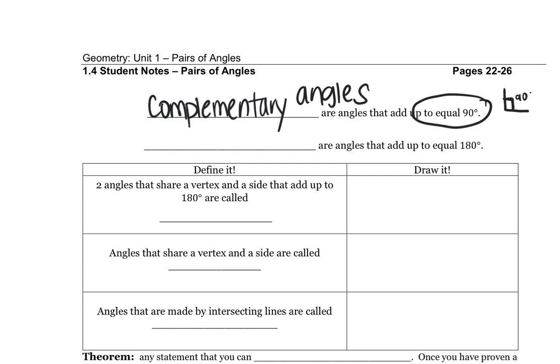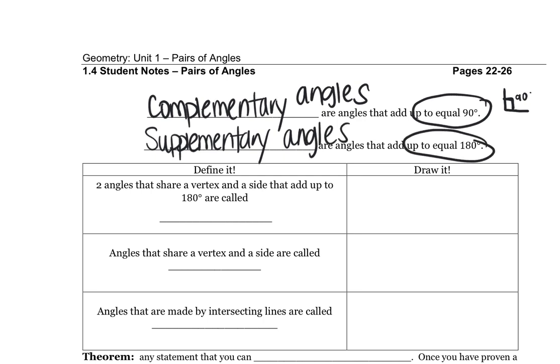All right. What about the next definition? Blank are angles that add up to equal 180 degrees. This is supplementary angles. Supplementary angles. Okay, so the important part is that they equal to 180 degrees.